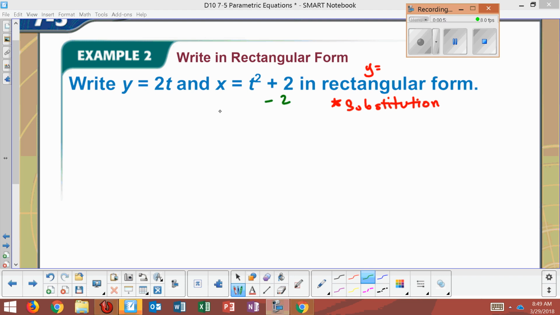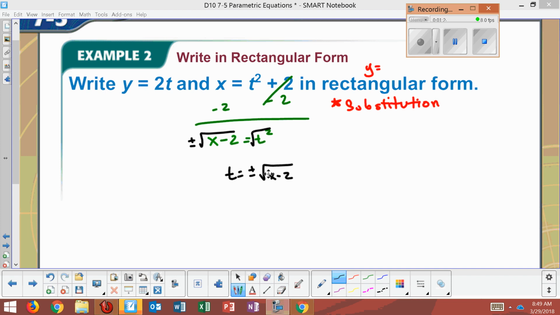So the first step would be to subtract 2. That goes away. I have x minus 2 equals t squared. Finally, how do we get rid of a square? You take a square root. But remember in mathematics, anytime you have a square root that's not originally there, you need to put a plus or minus with it. That's anytime you have an even root, I should say. So this root is even. It's a square root, it's a 2. So you do plus or minus in front. Now we know what t equals. T equals plus or minus the square root of x minus 2.